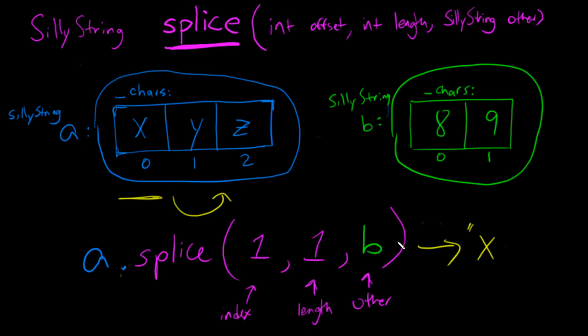We insert our spliced characters here, so 8, 9. And then we just have to copy what's left of the original string. And so here we've got some substring remaining, Z. So notice that by saying we are splicing out one character, our resulting silly string is x89z.